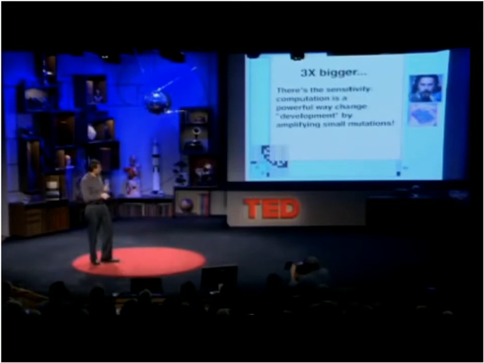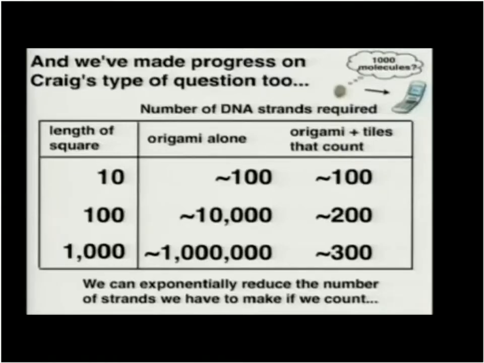Now, this, using counting to compute and build these kinds of things by this kind of developmental process, is something that also has bearing on Craig Venter's question. So you can ask how many DNA strands are required to build a square of a given size. If we wanted to make a square of size 10, 100, or 1,000, if we use DNA origami alone, we would require a number of DNA strands that's the square of the size of that square. So we need 100, 10,000, or 1,000,000 DNA strands. That's really not affordable. But if we use a little computation, we use origami plus some tiles that count, then we can get away with using 100, 200, or 300 DNA strands.